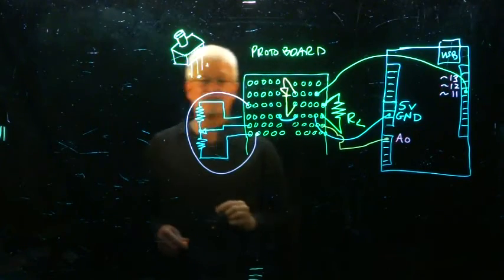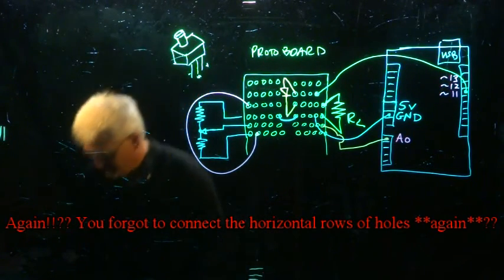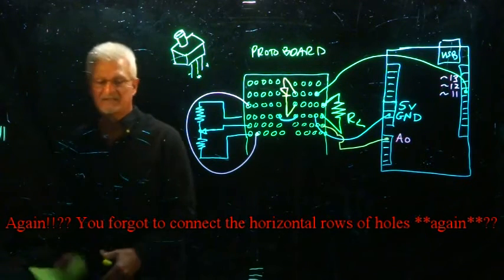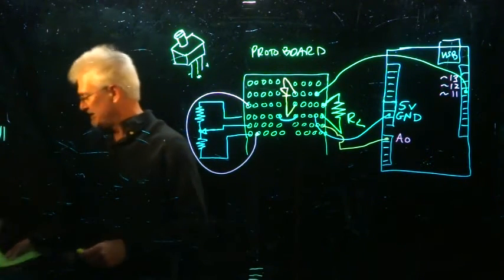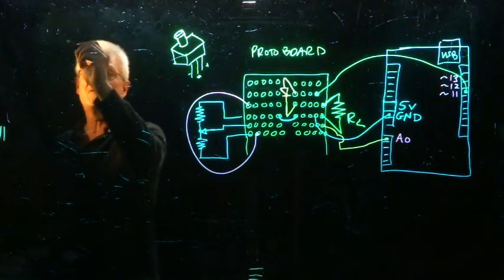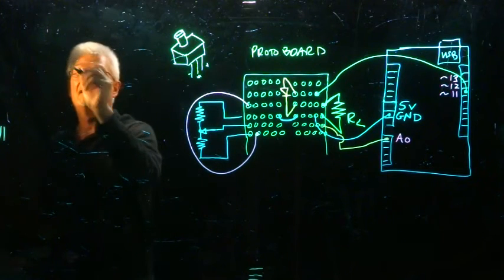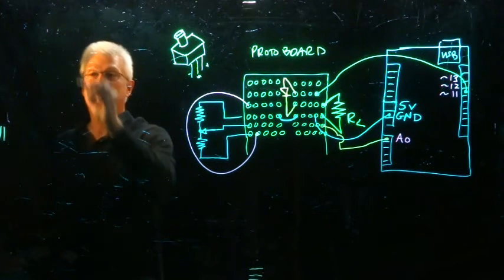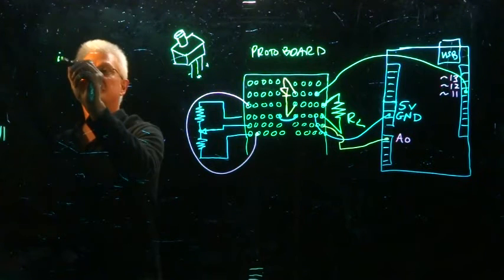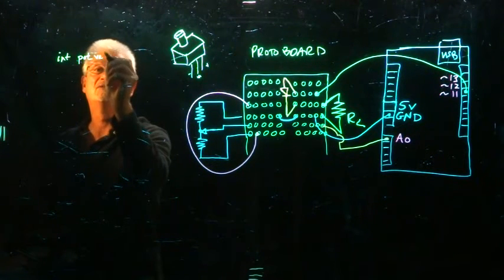There we go. So that's our entire schematic that we need. So what we have to do now is talk a little bit about programming. One of the things we have to do is use a variable that we're going to read off the digital to analog converter. This is going to be int, and let's call this pot value.